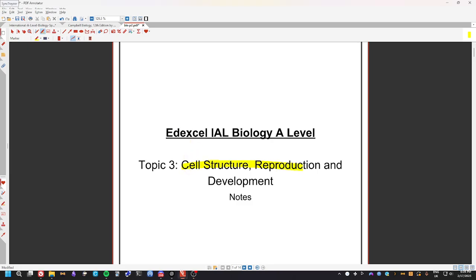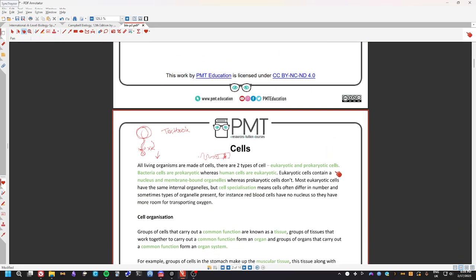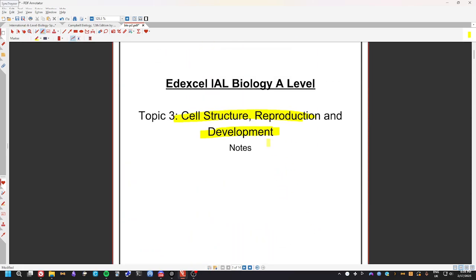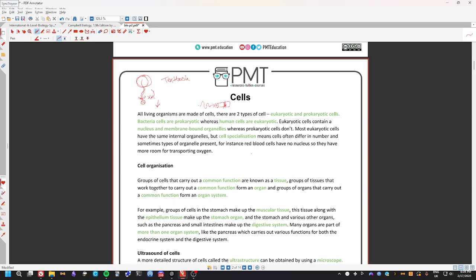That's okay. We're going to be looking into these things: cell structure first, then reproduction, and lastly development. Reproduction will talk about meiosis first and then mitosis, and it's going to link mitosis with cell development, stem cells, differentiation, all that business. Sorry about that, that was loud.